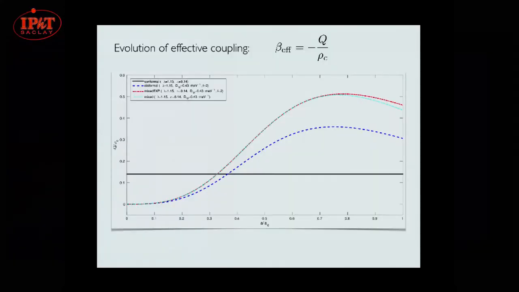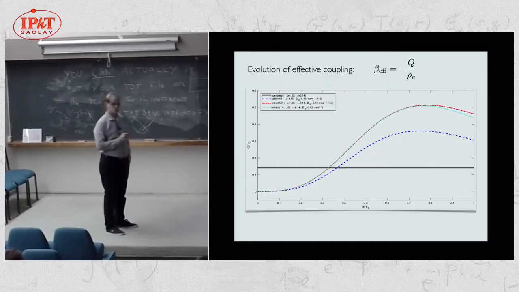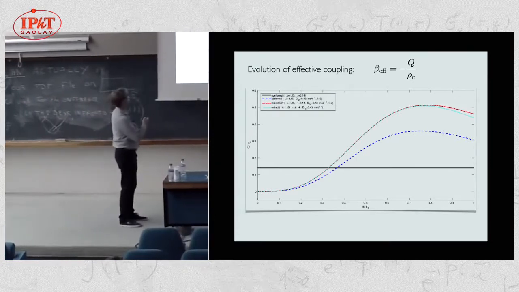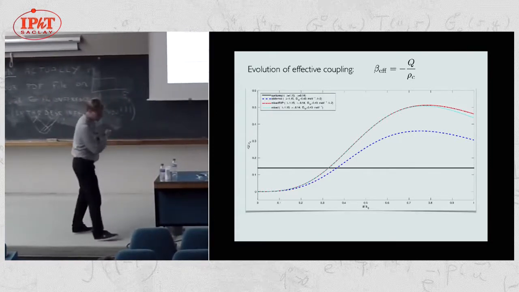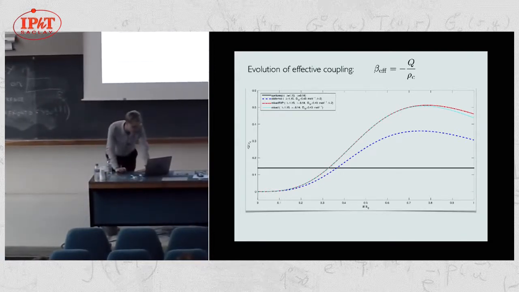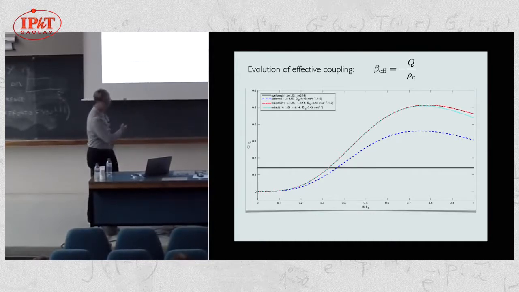What does the effective coupling do? Well, I now define a beta effective as minus q over rho c. In the conformal case, it will be just alpha. With the disformal contribution, this thing becomes, as I mentioned, time dependent. So, okay, you can't see this, I even can't see this. Okay, so it's a conformal case, and let's just read. The black one, lambda is 1.15 in all the plots. The first black curve is just a constant conformal term, and alpha is 0.14.